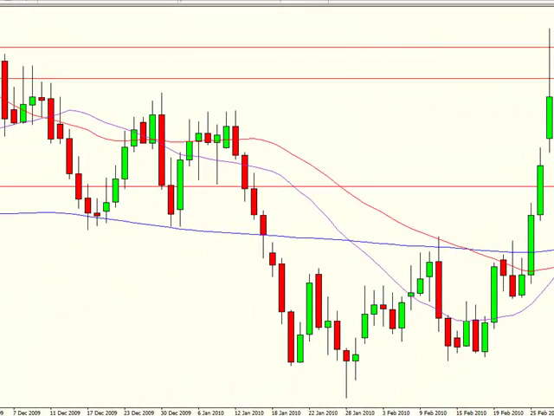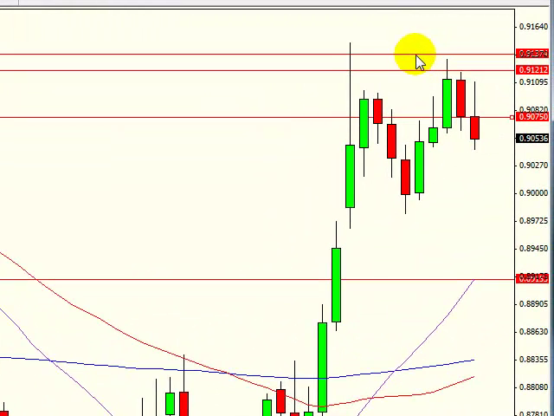And of course, if you were making any long-term trades, I would put stops above these resistance areas up here around the 91.50 area.